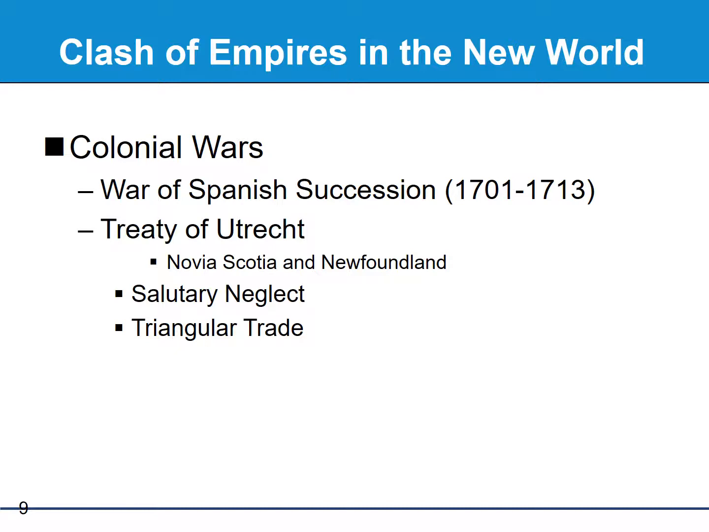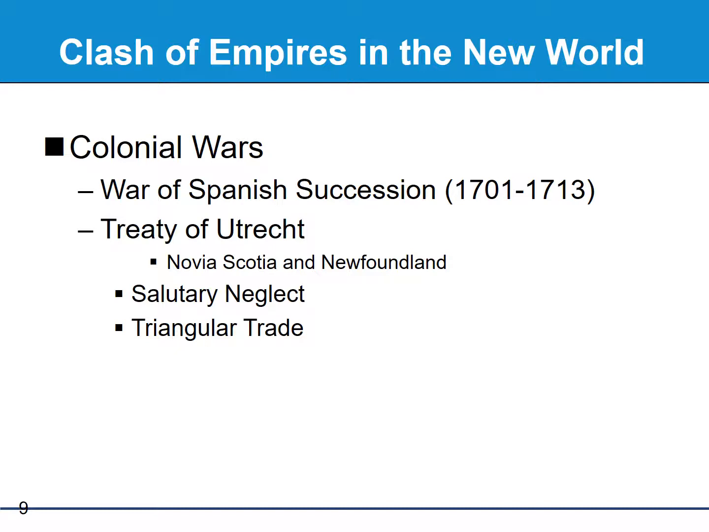The British will defeat the Spanish and the French in the War of Spanish Succession, and so they are going to gain some property. The British gained some influence and property in Europe, and they will also at this time want the French to give them some land in North America.